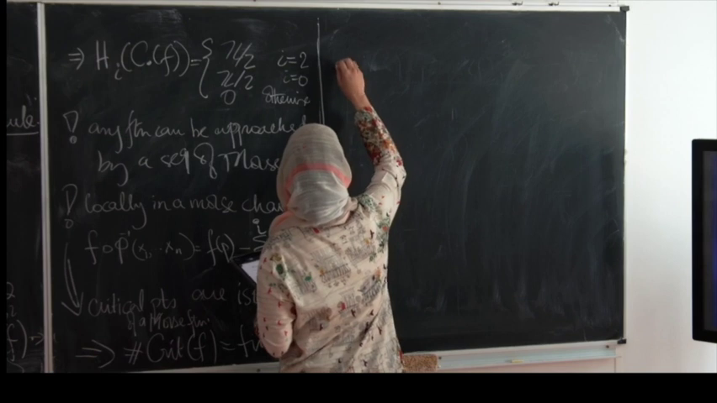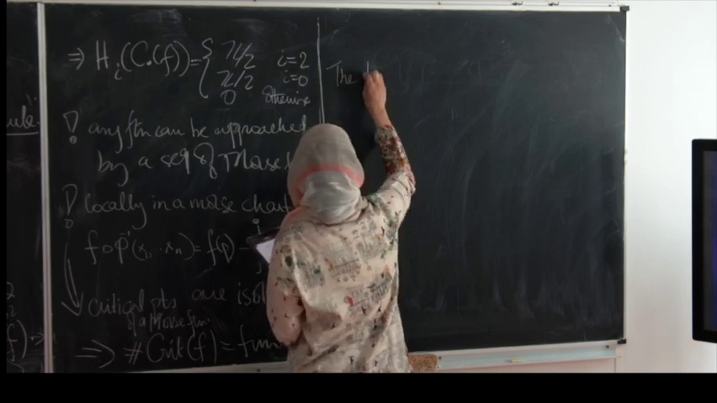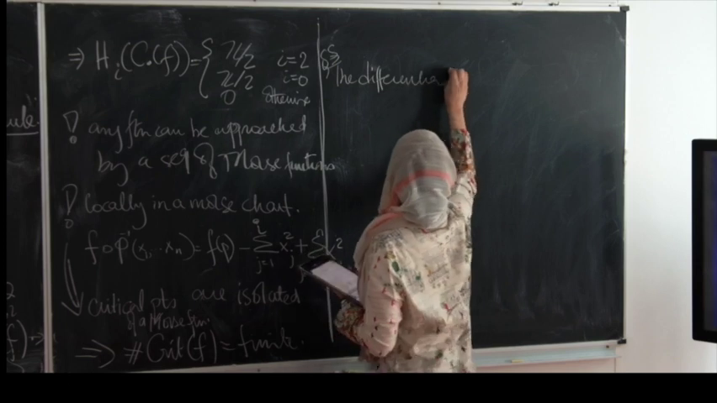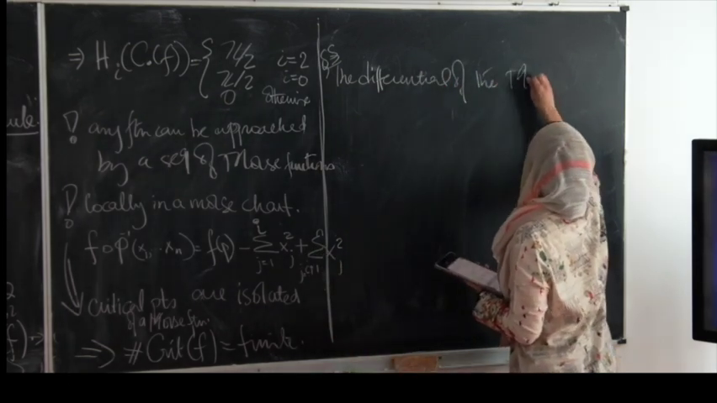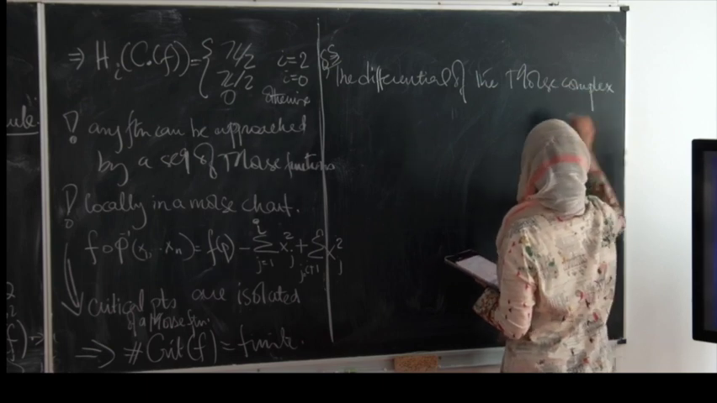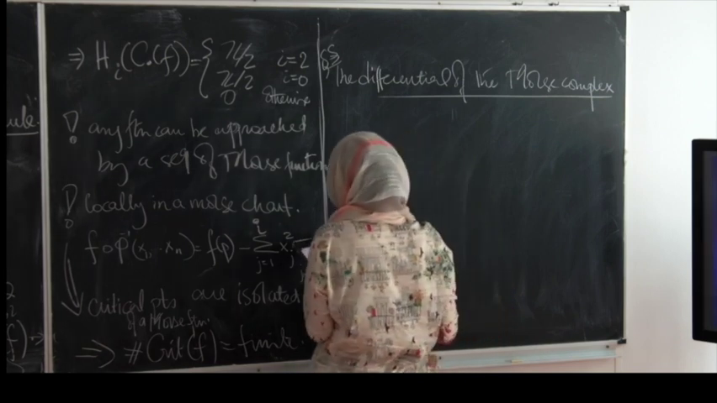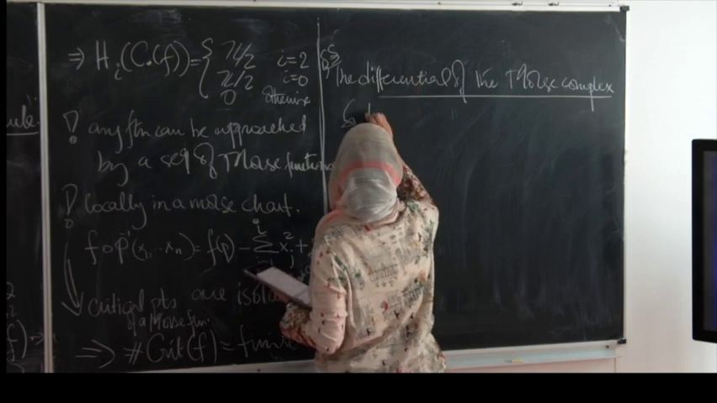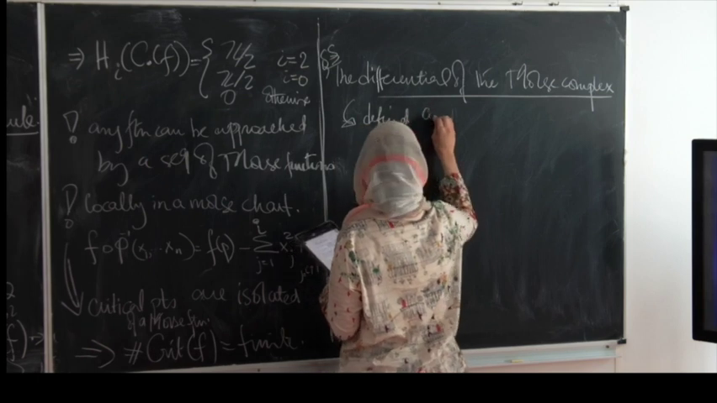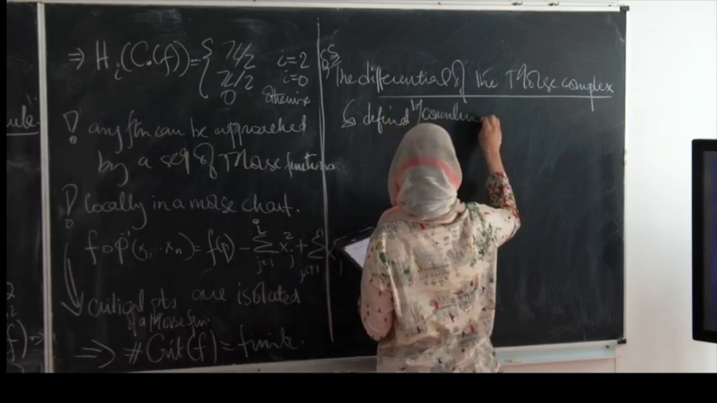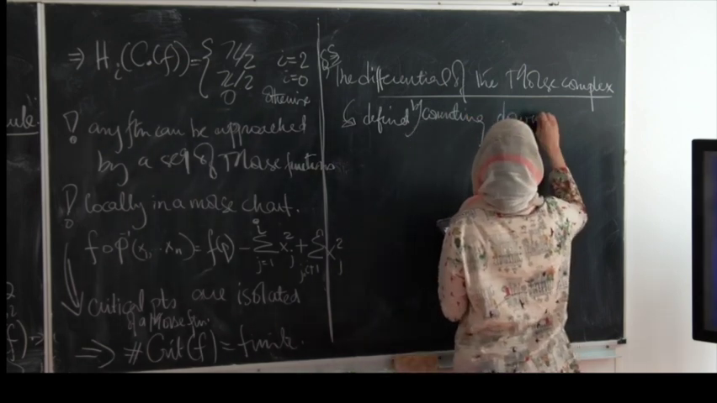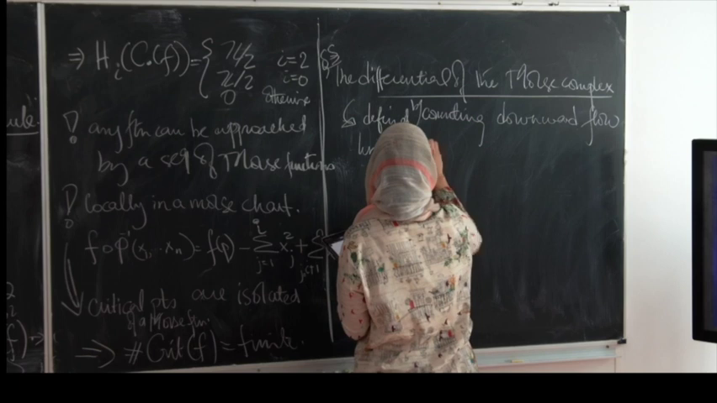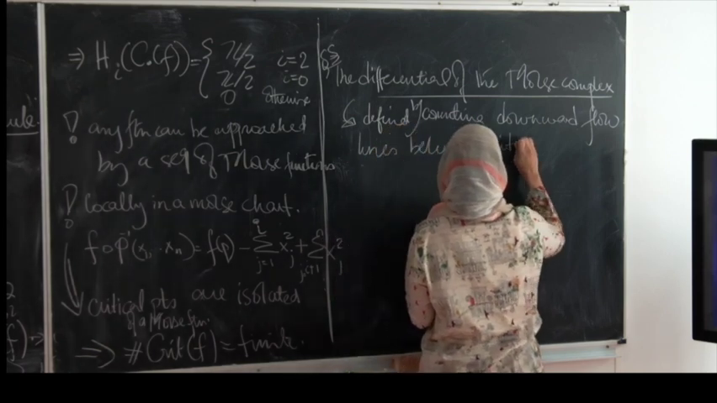All right. So how do you define the differential? For the differential of the Morse complex, that's the slogan: it is defined by counting downward flow lines between critical points.